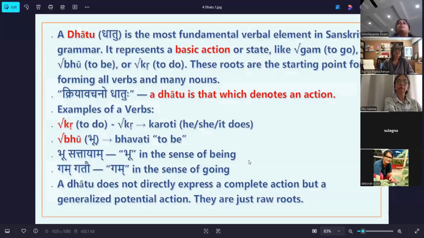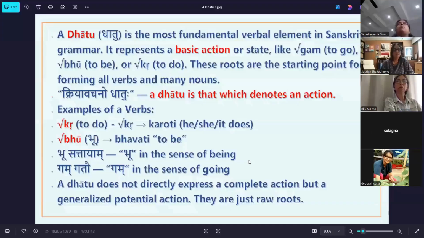Suppose, for example, gam, to go. Bhu, to be. So, bhu, bhavadi gana means bhu adi ganam. Kri is of course so common. Kri means to do also. These roots are the starting point for forming all verbs. All verbs without exception. And many nouns.